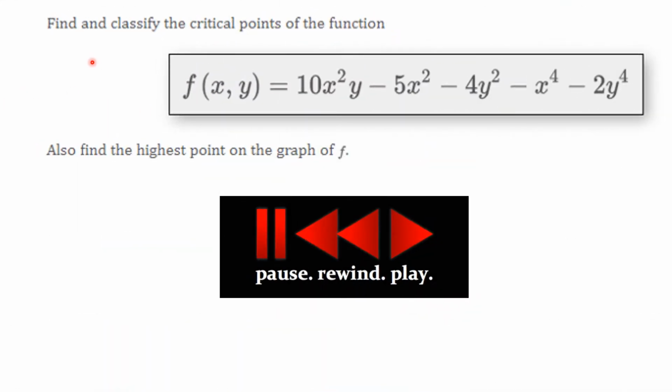Here's another problem for you to consider. Find and classify the critical points of the function z equals f of x, y equals 10x squared y minus 5x squared minus 4y squared minus x to the fourth minus 2y to the fourth. And also, in addition to finding and classifying the critical points, you're to find the highest point on the graph of f. You know what to do. Let's see how you did.